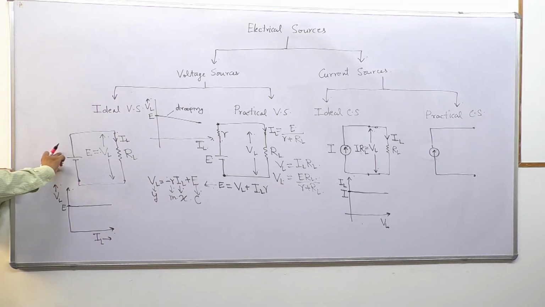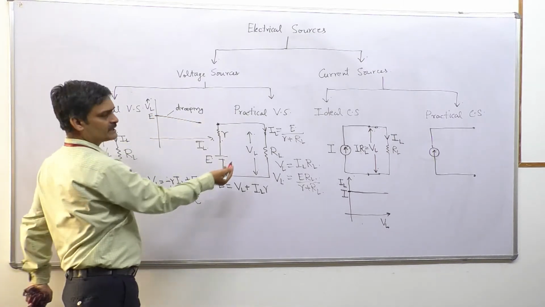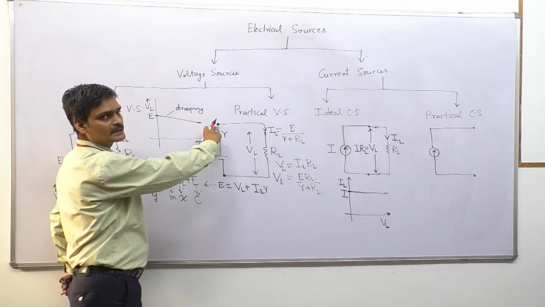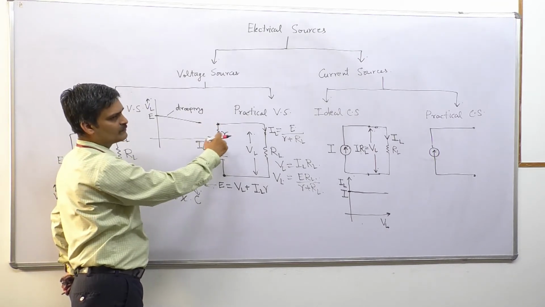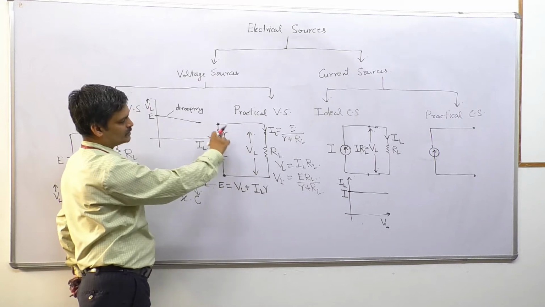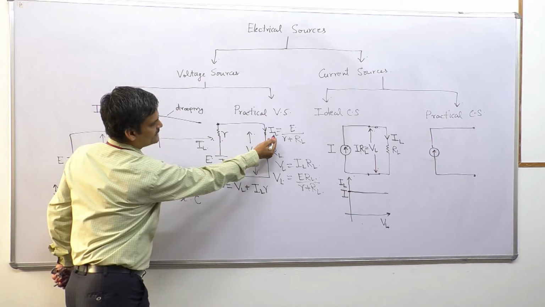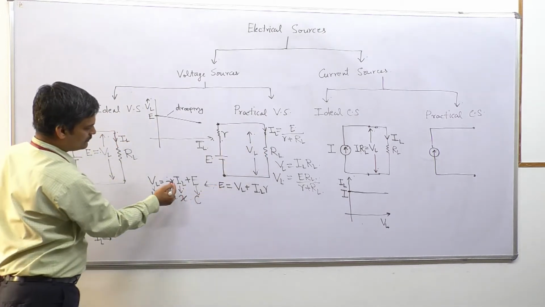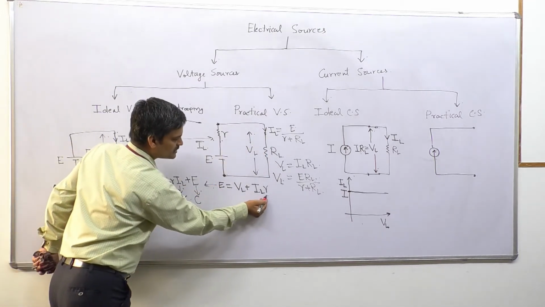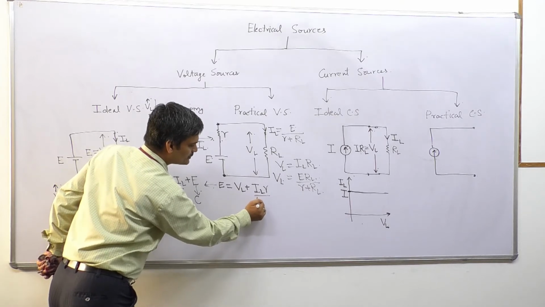Whatever is the voltage of the source, all that voltage is being transferred to the output side, to the load, across the load. So there is no loss in the voltage. Whereas in a practical voltage source, there is some loss in the voltage. The remaining voltage appears across the load. What is the value of loss? The value of loss is this IL multiplied by R. This is the value of the lost voltage.